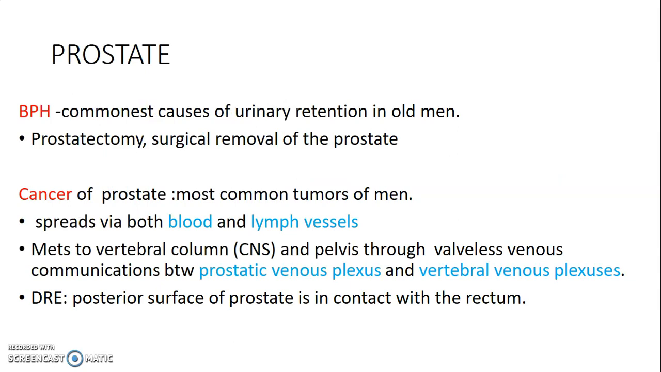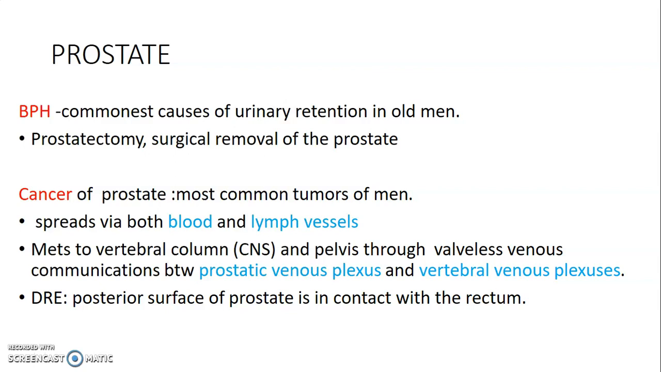With the prostate, we had already discussed benign prostatic hyperplasia, where we say the prostate enlarges, okay, and because it surrounds the prostatic urethra, it obstructs urine drainage from the bladder, leading to urinary retention in old men. And the treatment for this could be prostatectomy, where you surgically remove the prostate, or you can do what you call TURP, transurethral resection of the prostate, where you resect the prostate by passing your instruments through the urethra.